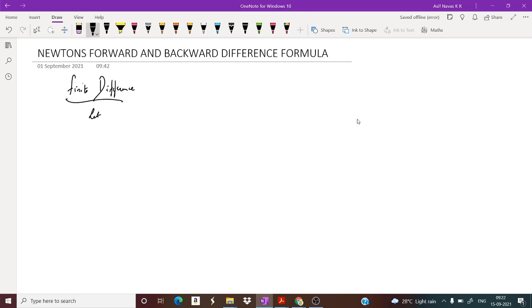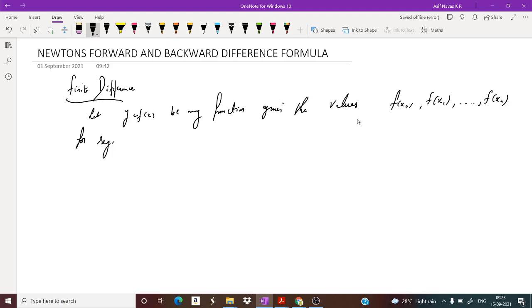Let y equal to f of x be any function given the values f of x naught, f of x1, etc. up to f of xn for regularly spaced values x naught, x1, etc.